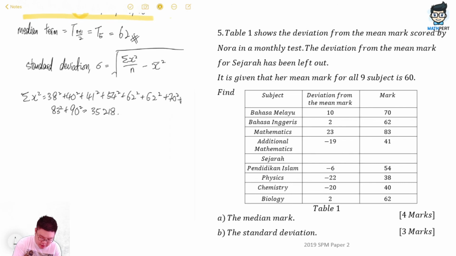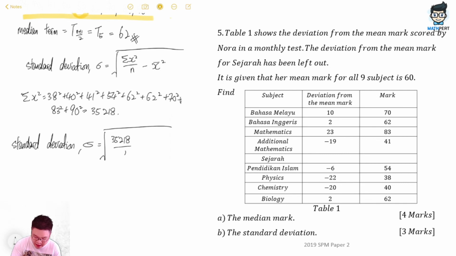So the standard deviation will be equal to the square root of the summation of x squared, which is 35,218, over n, where n is 9, and then minus the mean squared, where the mean is 60. And your answer is 17.69. So 17.69 is the standard deviation for this question.